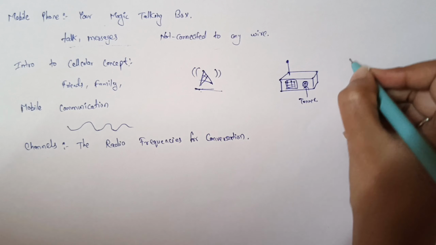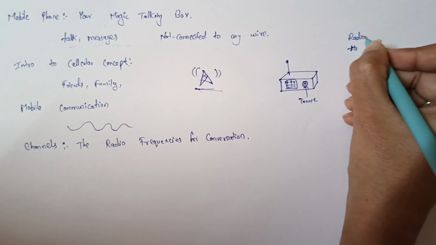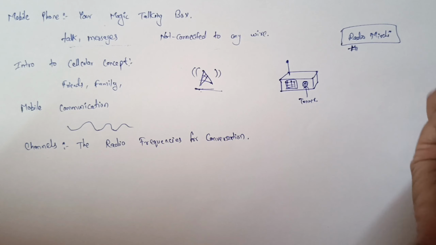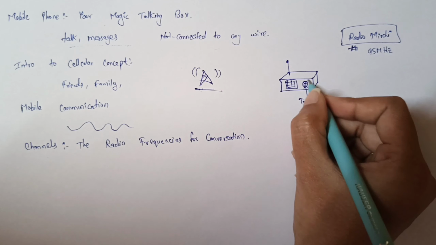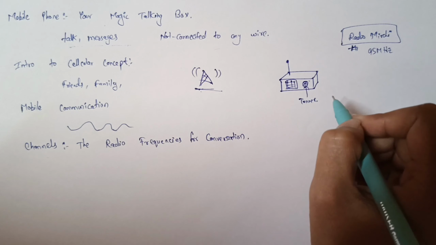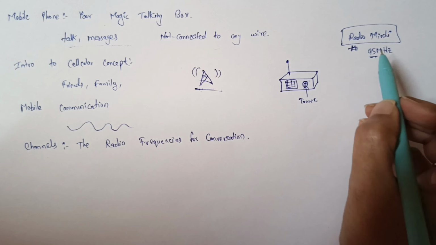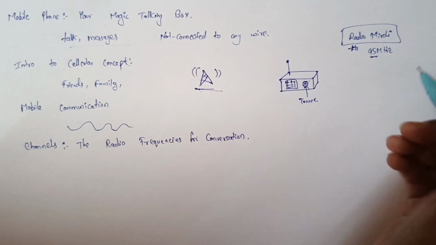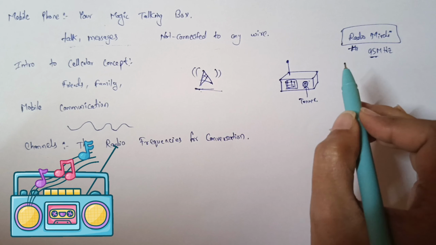Now let's say there is a channel called Radio Mirchi, and this channel has the frequency of 95 megahertz. So when you tune this to 95 megahertz, this radio will receive the signals of frequency 95 megahertz. So whatever signal is passed through this frequency from the radio station will reach your radio and you will be able to hear the voice.